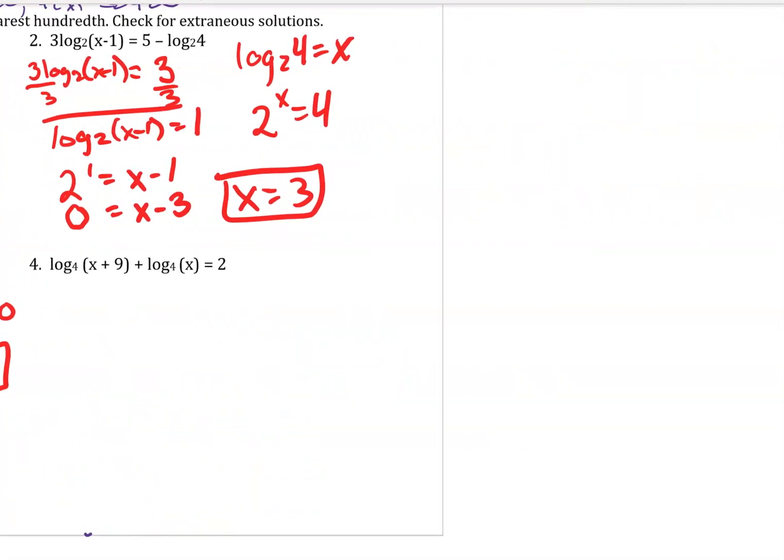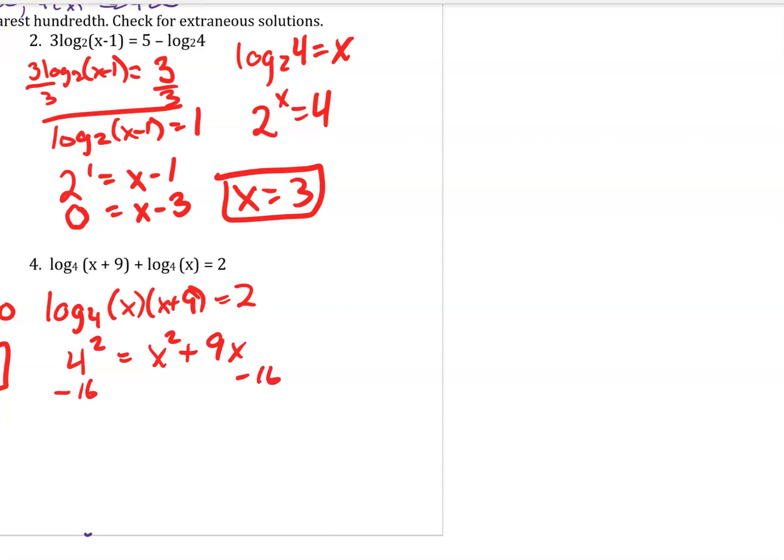Log base 4 of (x plus 9) plus log base 4 of x equals 2. We're going to use that same process again. So log base 4 of x times (x plus 9) equals 2, or 4 squared equals x squared plus 9x. 4 squared is 16, so we'll subtract 16 from each side. And we get 0 equals x squared plus 9x minus 16. Now, you can try, but this is not factorable.